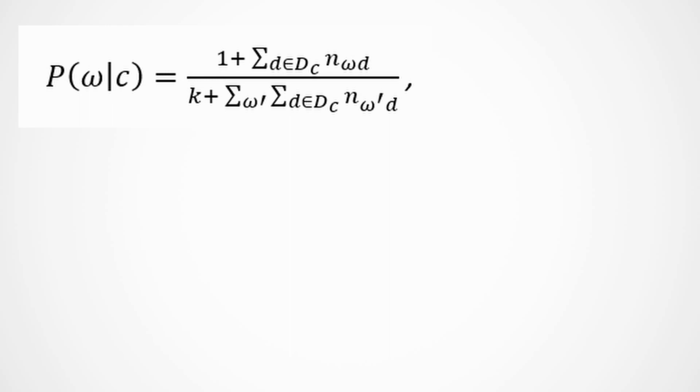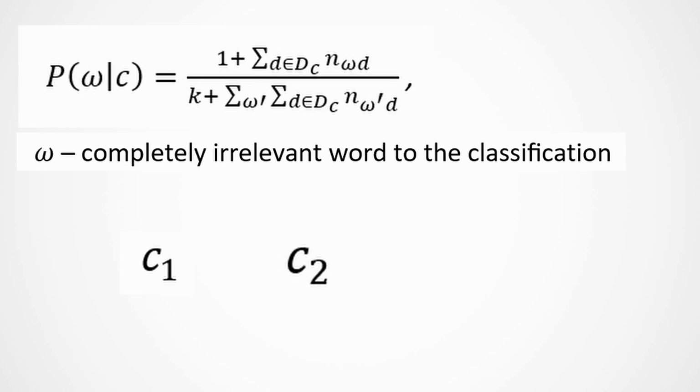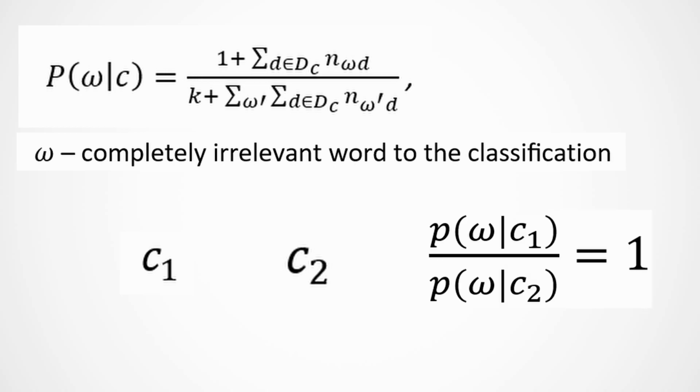Many text categorization problems are unbalanced. This can cause a problem because of the Laplace correction used in P(ω|c). Consider a word ω in a two-class problem with classes C1 and C2, where ω is completely irrelevant to the classification, like a stop word. This means the odds ratio for that particular word should be 1, so that this word does not influence the class probability.